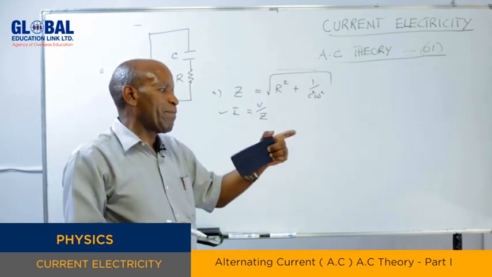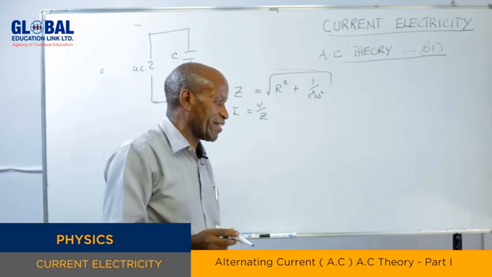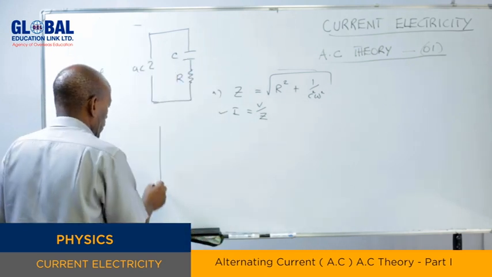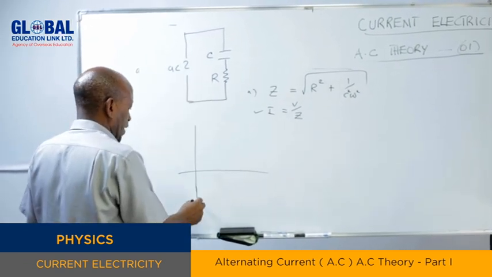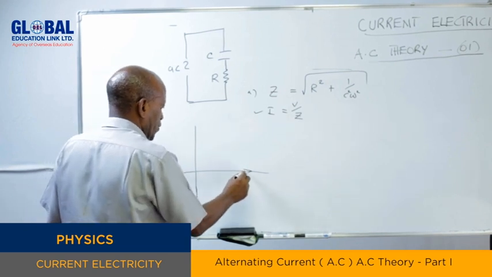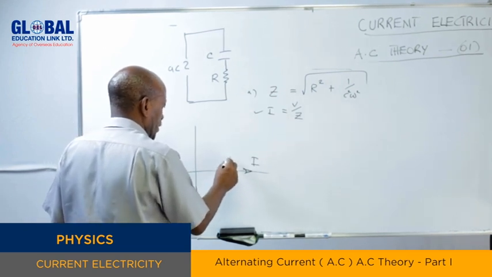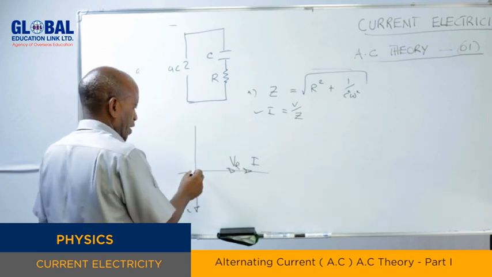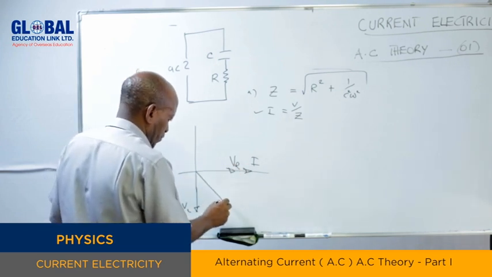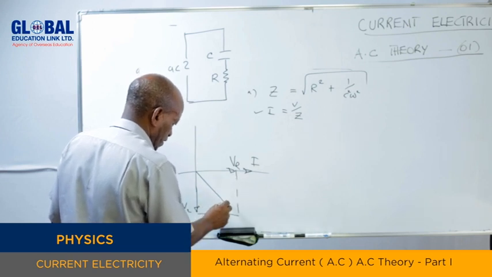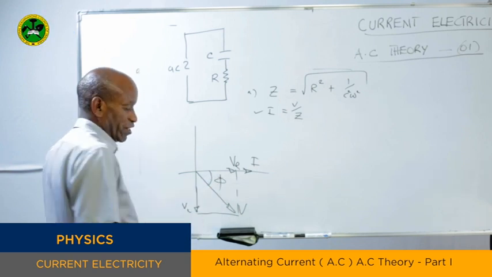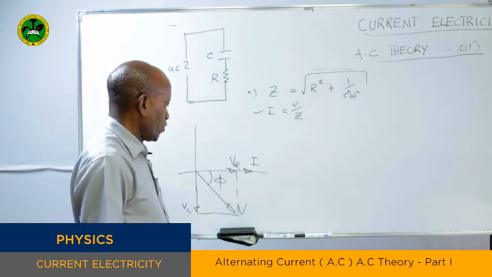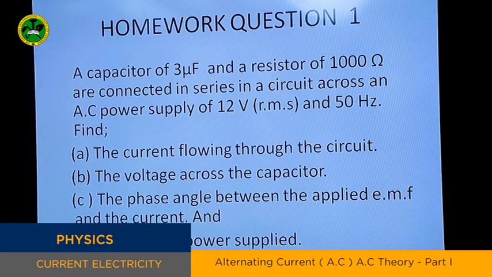The phase angle between the applied EMF and the current. Remember here, from the phasor diagram, the voltage through the capacitor lags behind the applied current and the voltage through a resistor. So the applied voltage, the resultant voltage, can be obtained by taking the Pythagoras theorem. So this will be the applied voltage, and the angle at which it lags is that one there, which you can calculate. So the phase angle can be obtained in that way.